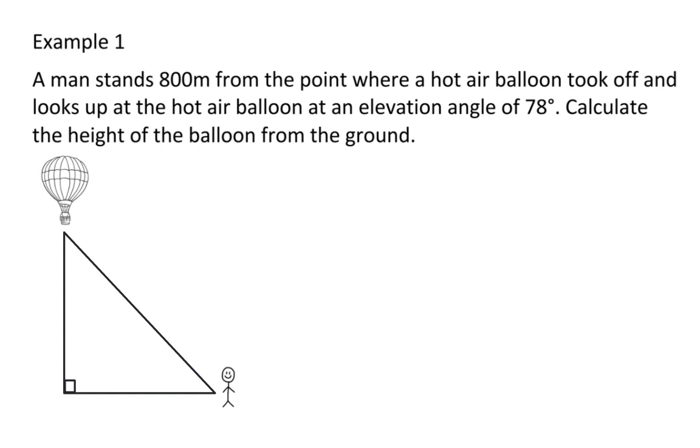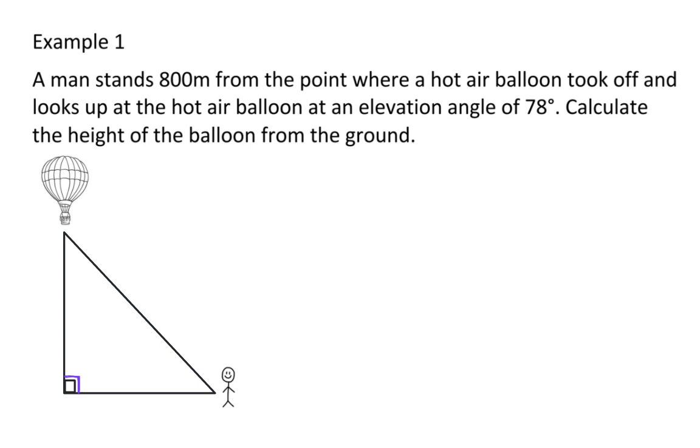Example 1. A man stands 800 meters from the point where a hot air balloon took off and looks up at the hot air balloon at an elevation angle of 78 degrees. Calculate the height of the balloon from the ground. Because in trigonometry we work with right-angled triangles, we are going to accept that this hot air balloon moved directly upwards. That means we can form a 90-degree angle between the ground and the movement of the balloon. As your trigonometry progresses, you will also be able to work in other triangles.